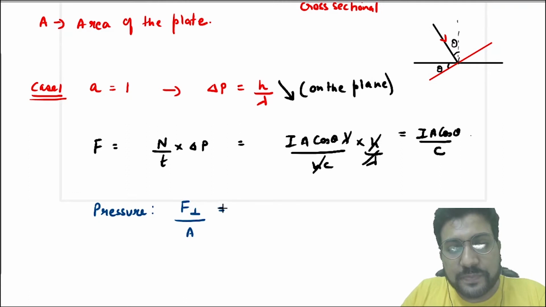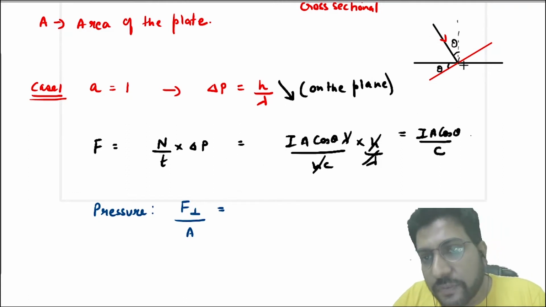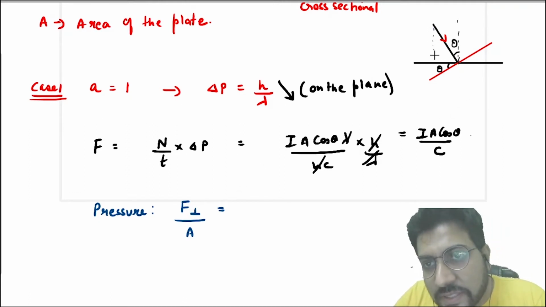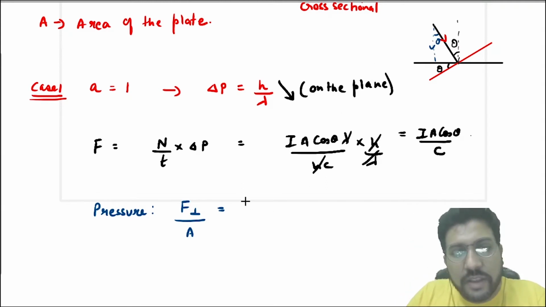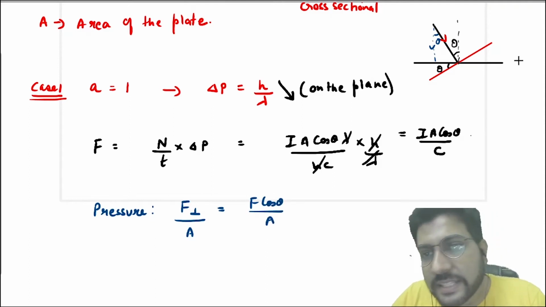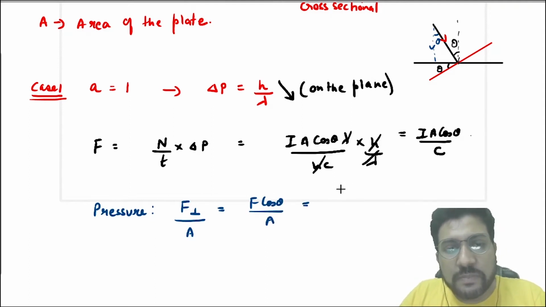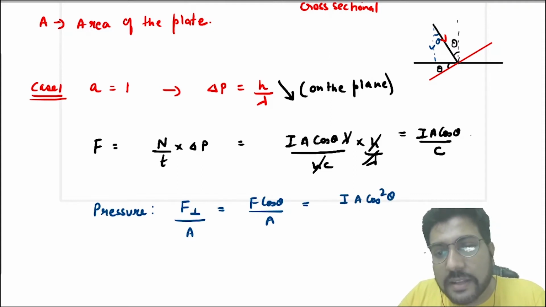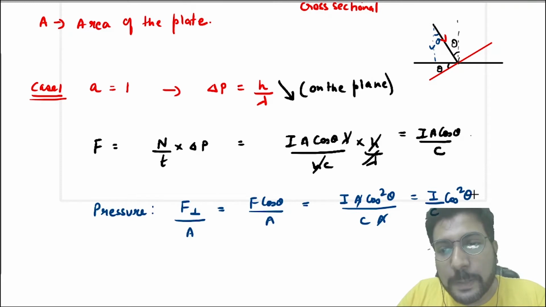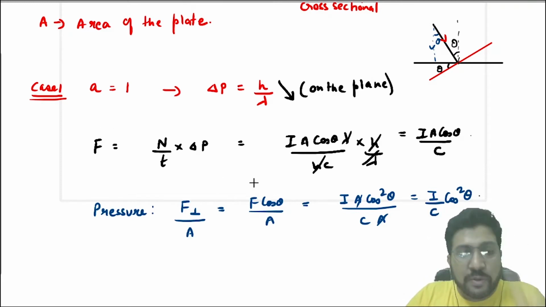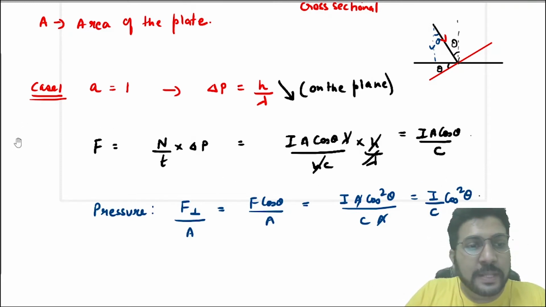Now this is the direction of the force, but we actually need this component. Now if this angle is theta, this is also theta, right? So I will write here it is equal to F cos theta divided by the area of the surface, that is A. Okay, so from this you will get I A cos square theta divided by c divided by A. So from this you will get the pressure is equal to I by c cos square theta. Okay, so pressure is I by c cos square theta.